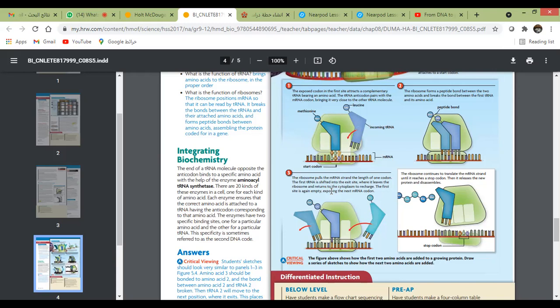The first tRNA is shifted into the exit site where it leaves the ribosome and returns to the cytoplasm. These tRNAs are spreading in the cytoplasm. Now the first site is empty, and another tRNA comes and attaches to it. The ribosome continues to translate the mRNA strand until it reaches the stop codon. For it to stop, I must have a stop codon. Then it releases the new protein and disassembles.